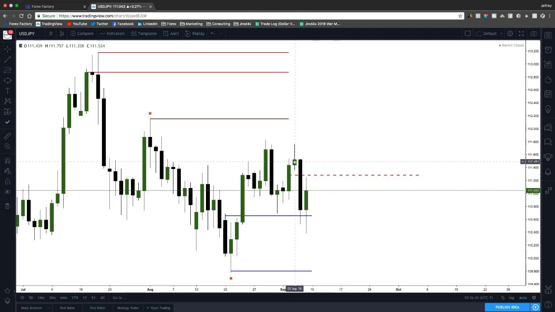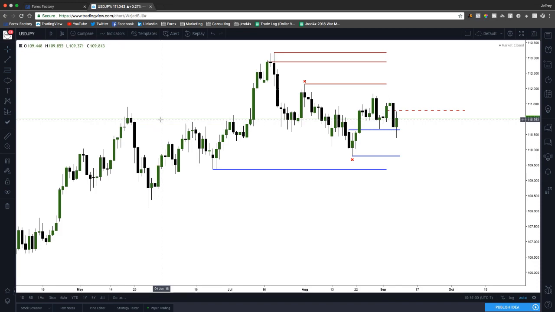Now, if they close above it and get back above 111.60, like I said, we have to switch our idea and assume they're going to run this high back here at 112.20. As long as they remain below here, expect 109.80 as the next target for the downside. Okay.